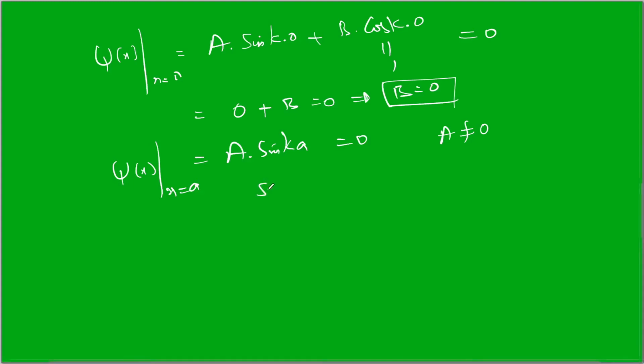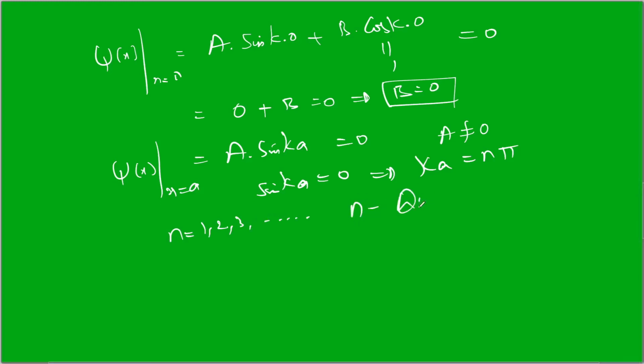Then the other term, that is sine ka, should be equal to 0. This implies ka should be equal to some integral multiples of pi or n pi. N can take values 1, 2, 3, so on and so forth. N is known as the quantum number.